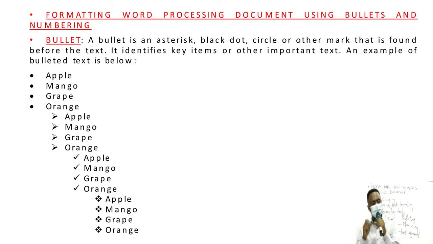Let me repeat. Bullets do not emphasize sequential order. It is only to make emphasis on important text in a document. So let's take a look at what numbering is.